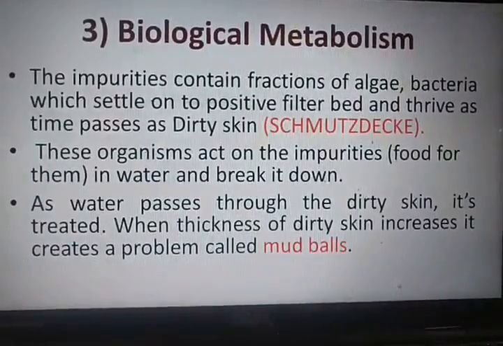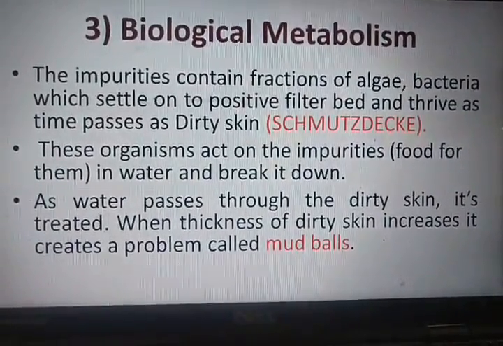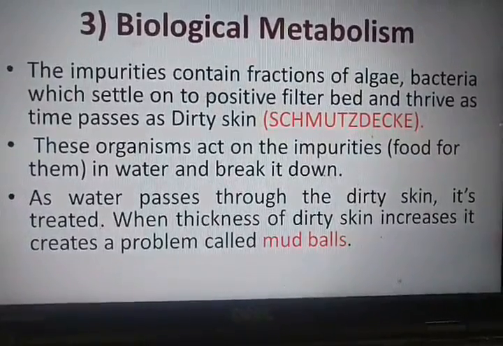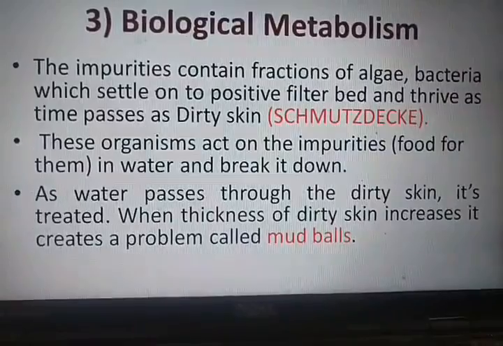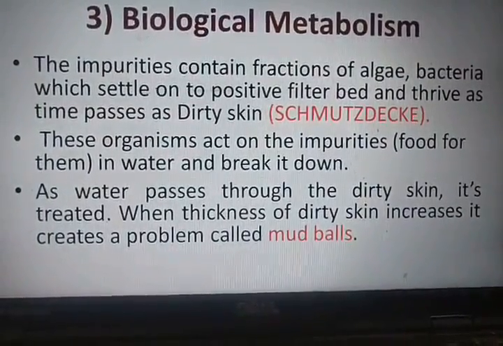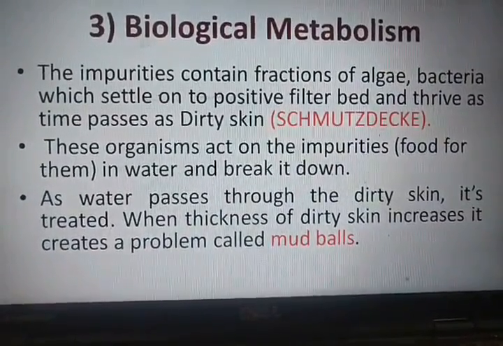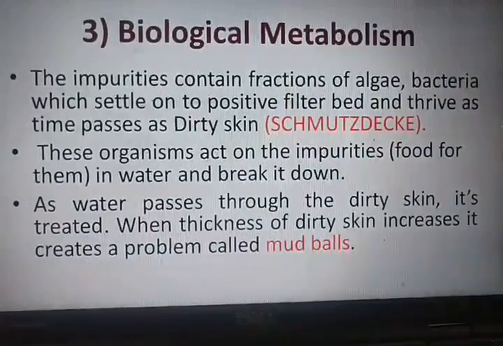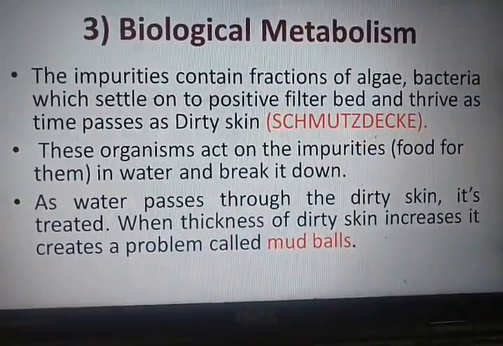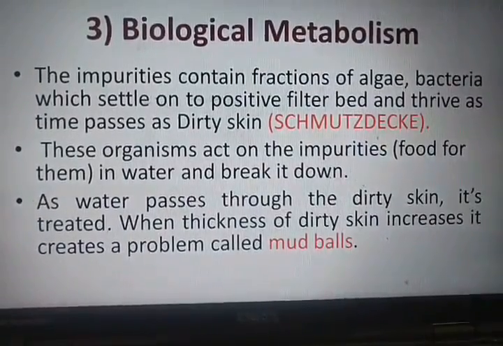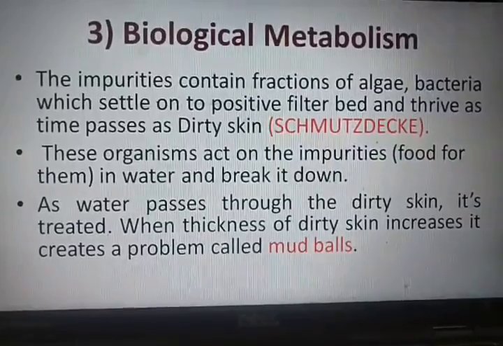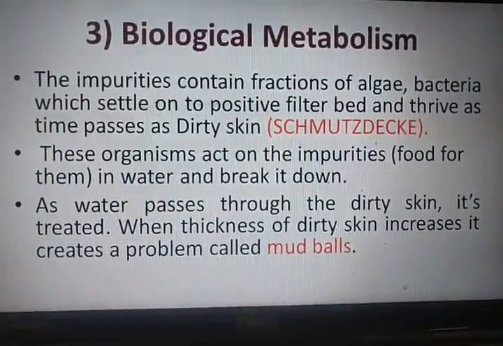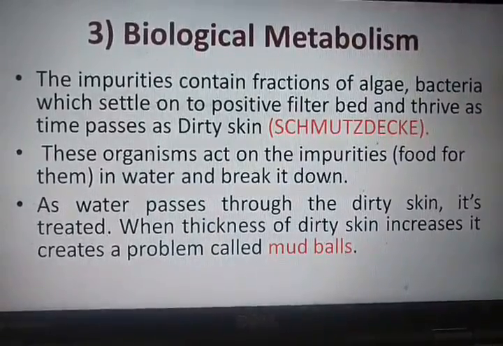that are mostly organic, and they take them as food, that is, they use them for their metabolism and break them down. That is how some of the organic impurities get treated by the filters, and that mechanism we call biological metabolism. As the water passes through the layer of the dirty skin, it gets treated. That means the microbes and other organisms present in the dirty skin layer will break down the organic impurities present in the incoming water, thereby reducing them.